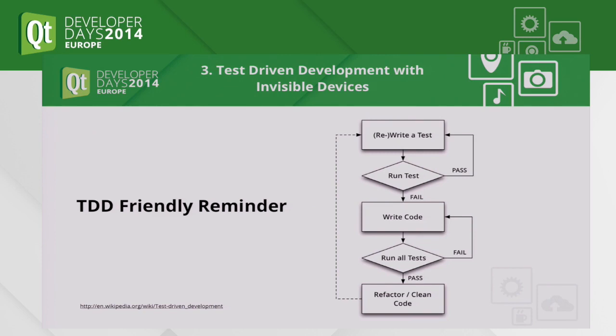TDD is a philosophy that proposes to work in short cycles. First, you start by writing a test. You're already thinking, well, I don't have the code, why do I write the test? Well, that's exactly the goal. You write the test for the functionality that you don't have yet, and you make sure it doesn't pass. If you write a test that passes for a functionality that you don't have, there's something wrong.